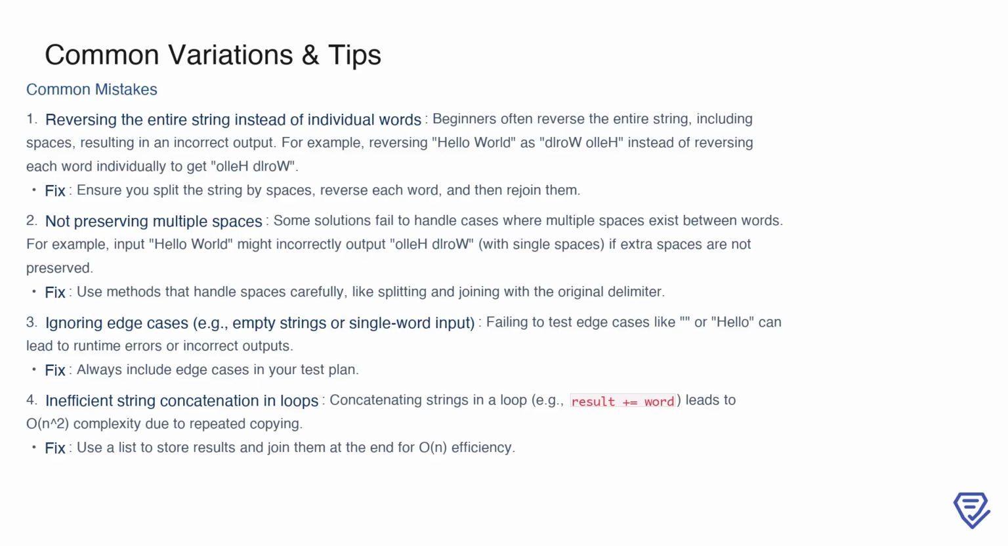The correct approach is to split the string into words, reverse each word independently, and then rejoin them to form "olleH dlroW". Another frequent issue is not preserving multiple spaces between words. If the input contains extra spaces, like "Hello  World", and your solution merges them into single spaces, the output will be inaccurate. To handle this, you need to carefully split and rejoin the string while preserving the original spacing.